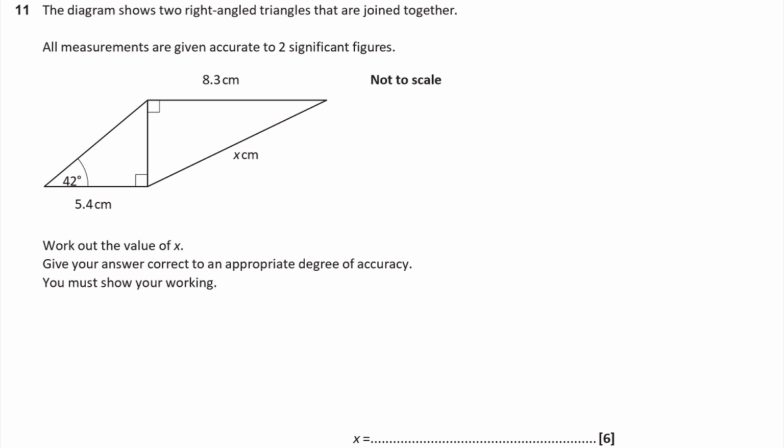Question 11. The diagram shows 2 right-angled triangles that are joined together. All measurements are given accurate to 2 significant figures. Work out the value of x. Give your answer correct to an appropriate degree of accuracy. You must show your working.